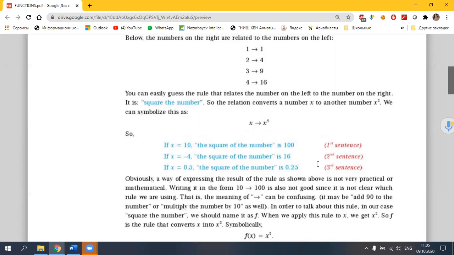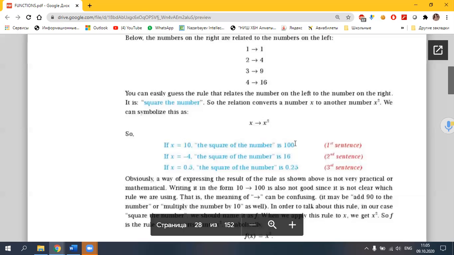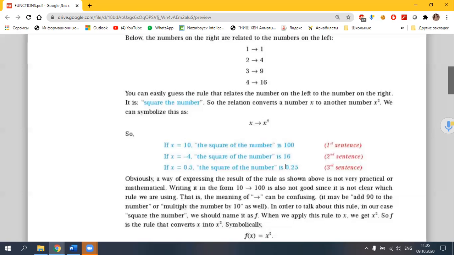So if x is equal to 10, the square of the number is 100. If x is equal to negative 4, the square of the number is 16. And if x is equal to 0.5, the square of the number is 0.25. They are related to each other. You can't find the value of y without x. X and y.